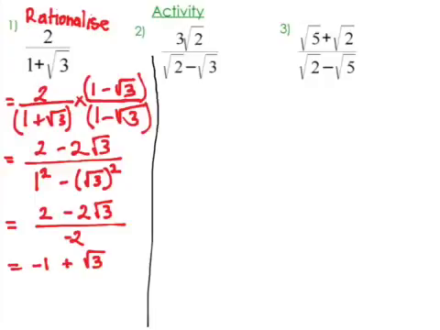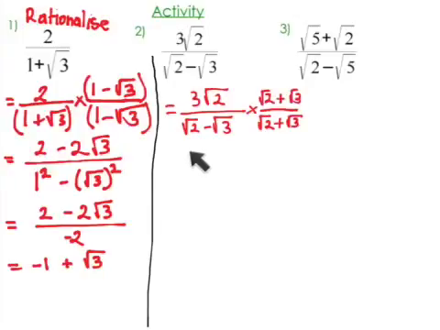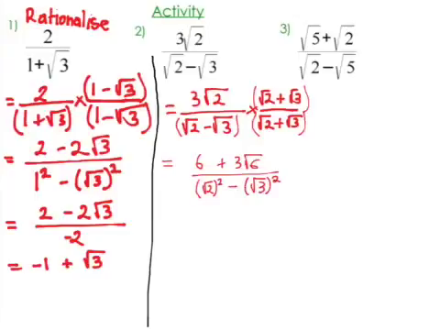Let's do the next one. So again, the conjugate of root 2 minus root 3 is root 2 plus root 3. Let's do bracket expansion. And the numerator becomes 6 plus 3 root 6, and the denominator is again difference of two squares, so it's the first number squared minus second number squared. And divide negative 1 just makes the signs of each both go negative. Negative 6 minus 3 root 6.